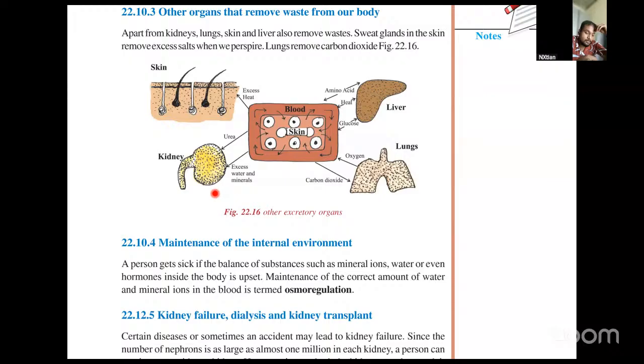Kidney, yesterday we learned about urine, urea. The liver also releases amino acid, which is also excreted by the liver. And lungs, as we learned, release carbon dioxide. So basically, this is how the things work.